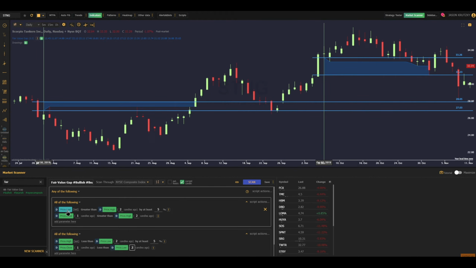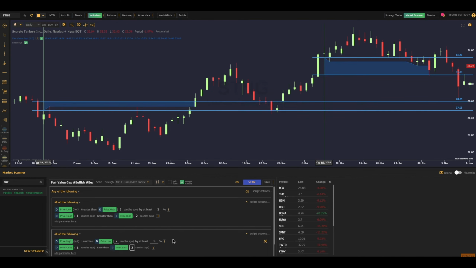The low of the current candle, the 3rd candle in the sequence, this one right here, the low of this candle is greater than the high 2 candles ago right here. And we've got that defined as 5%. You can define that as whatever percentage you want. The next condition says the close 1 candle ago, that's the candle that creates the gap, is greater than the high 2 candles ago.